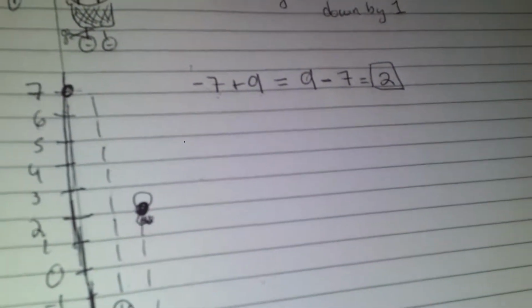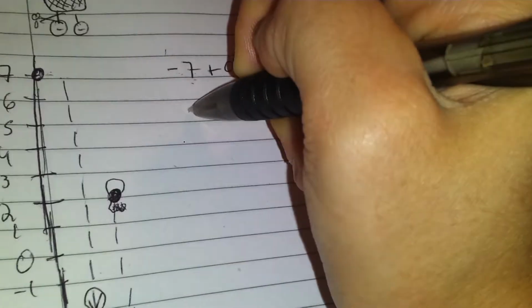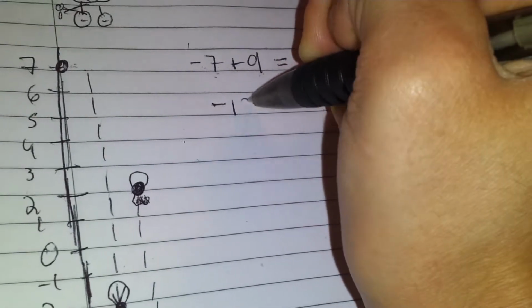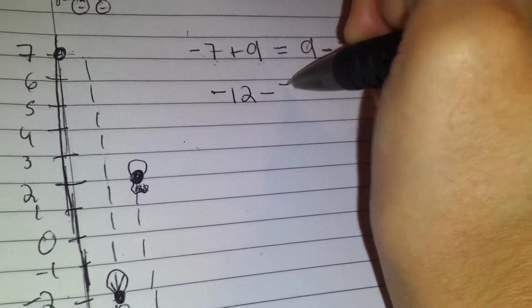Let's try a slightly different problem. I know you've seen ones where you have negative numbers and a subtraction problem, and they kind of cancel each other out. That can be confusing. Let's try -12 minus 10.